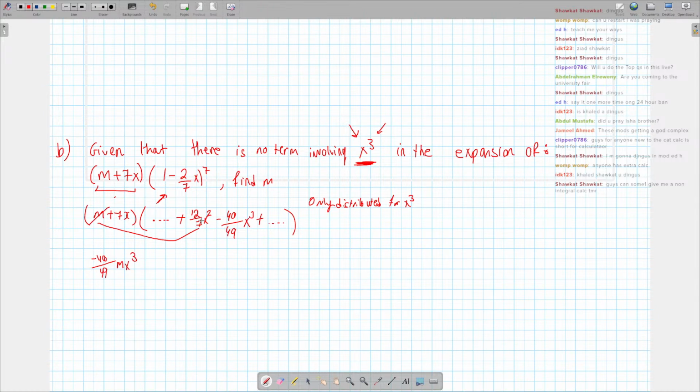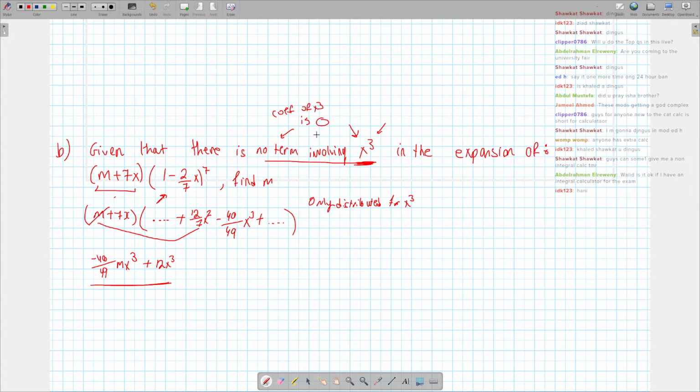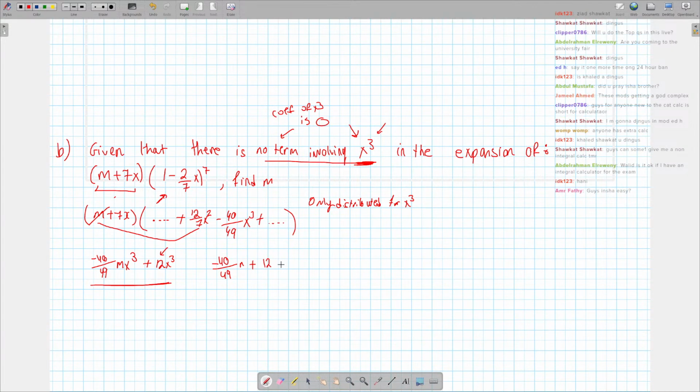7x times x squared, will I get x cubed? Yes. So 7 times 12 over 7, the 7 cancels with the 7, so you're just going to get 12x cubed. And then 7x times this x cubed won't get you x cubed. It's going to get you x to the power 4. So what are my x cubed terms? It's these. They're saying that there's no term involving x cubed. What does no term mean? It means the coefficient of x cubed is 0. What are my coefficients of x cubed here? Minus 40 over 49 m, right? That's my first coefficient. And my second coefficient is 12. So when I add these up, what do I get? I get 0, right?